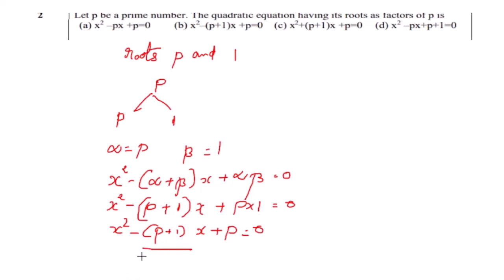It's a very easy question, because the factors are given, that is, the factors of p are the roots. P is a prime number. For a prime number, you know that the factors are 1 and the number itself. So factors of p are 1 and p. So alpha is equal to p and beta is equal to 1. So the option is x square minus (p plus 1) into x plus p is equal to 0. That is option B. Answer is B.